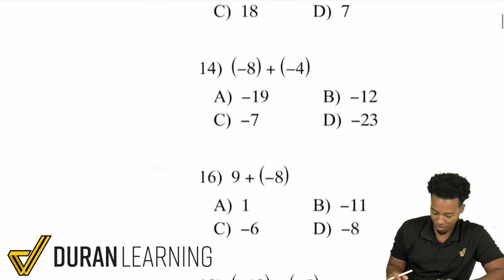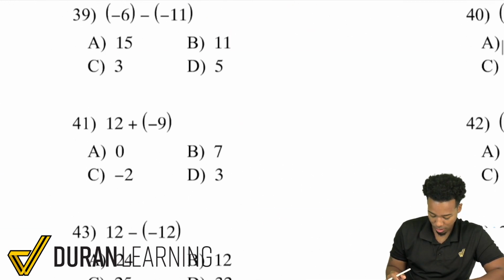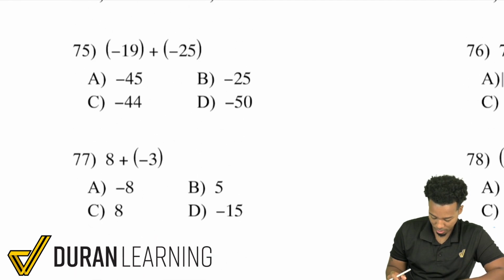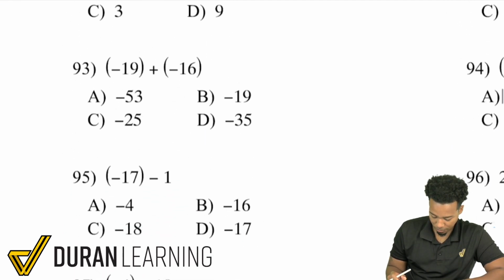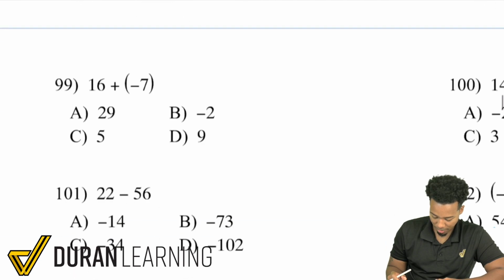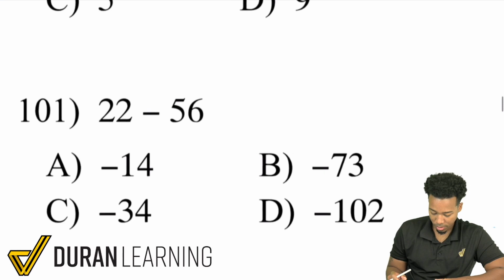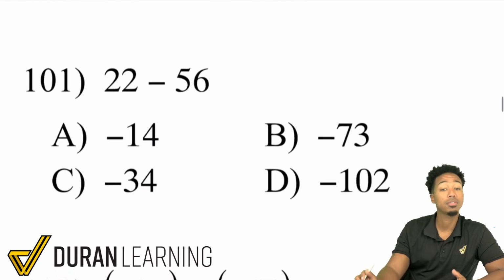Let's take a look at some other problems here that are bigger and badder. So scrolling on down over here, let's take a look at beyond number 80. Let's see how far we can go here. Let's say we have ourselves number 101. So let's say we have ourselves 22 minus 56.